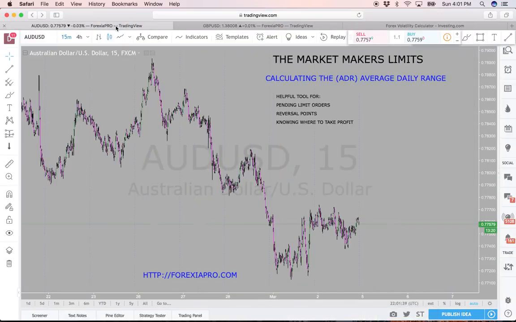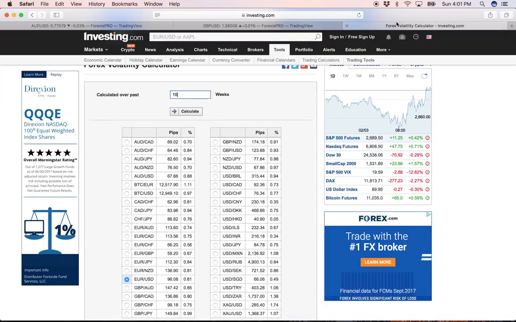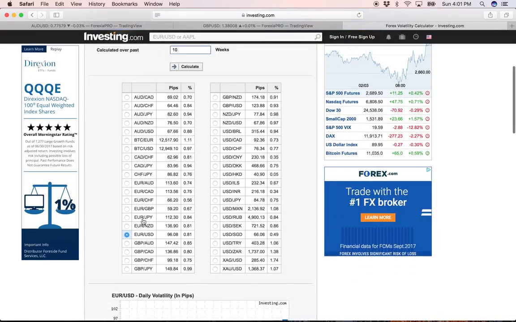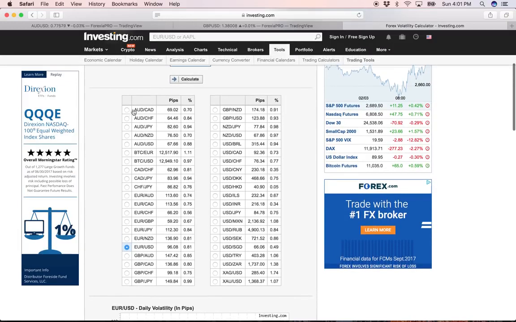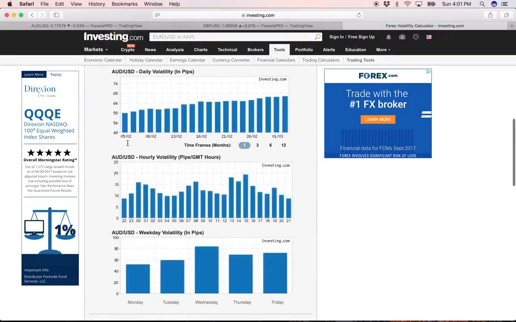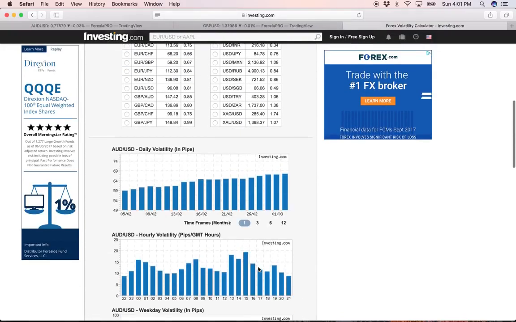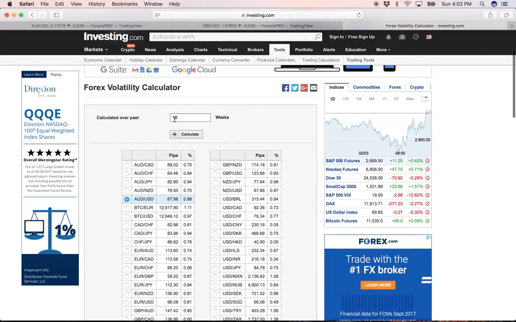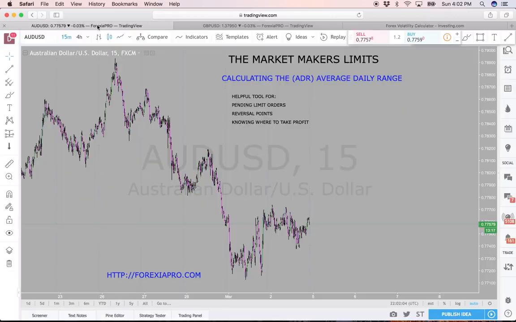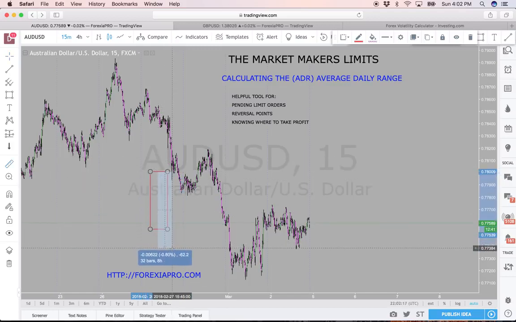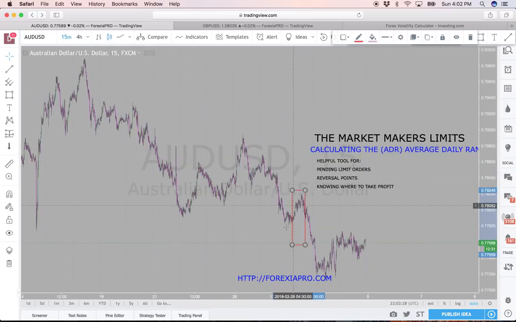So, we are currently on AUD/USD. So, the Aussie versus the dollar. And here it is. All right, we have a daily volatility of about 67 pips over the past 10 weeks. So, what I do personally is I take the little rectangle tool, and I draw a 67 pip box. And this is my ADR calculator.